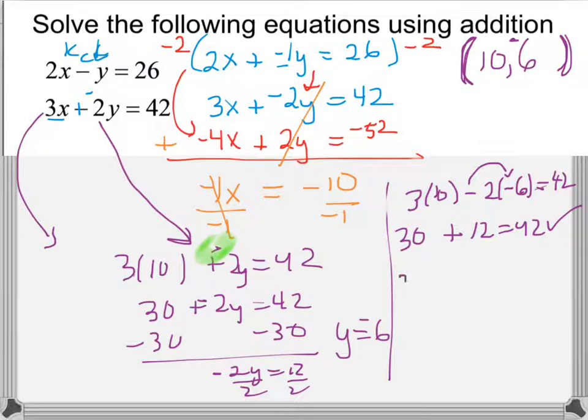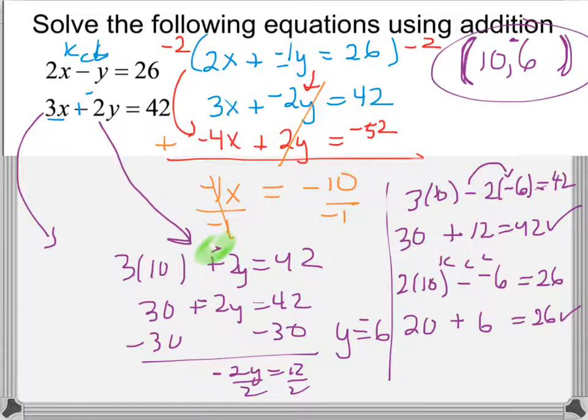Okay, now let's try the top one. 2 times 10 minus, okay, so now you have a minus a negative 6, and that should be equal to 26. So we have 20 plus 6, if you use keep, change, change here, you get 26, and that is correct. So 10, negative 6 is the answer, and so it's an independent, consistent system. It has one solution.